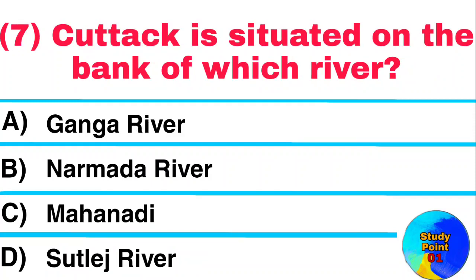Question. Cuttack is situated on the bank of which river? A. Ganga River. B. Narmada River. C. Mahanadi. D. Satluj River. Answer. Mahanadi.